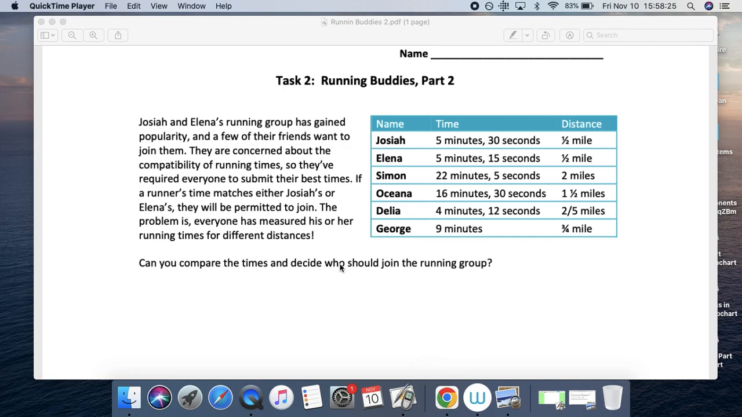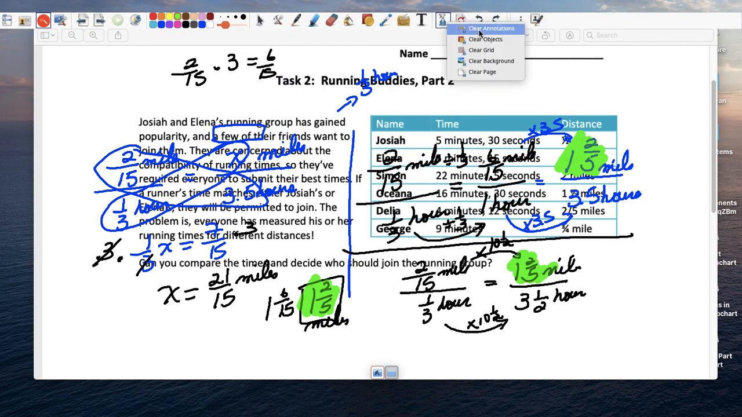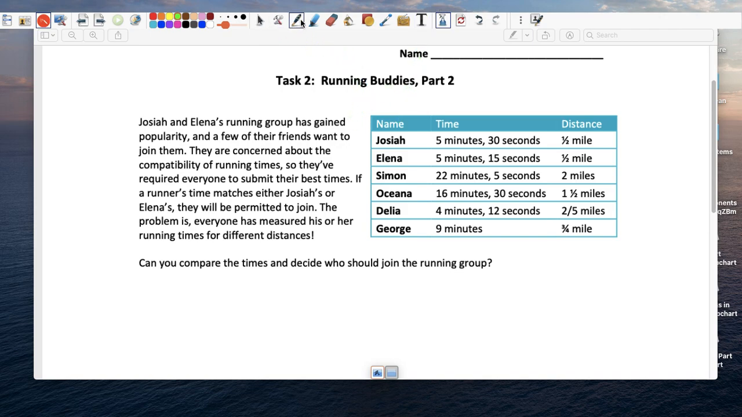So let's say, I guess I can put myself into the group here. Let's say I run, I don't know, 3/4 of a mile in 8 minutes and 45 seconds. Just two. So, I'm starting a running club, and that's my time. Now, 3/4 of a mile, 8 minutes and 45 seconds.